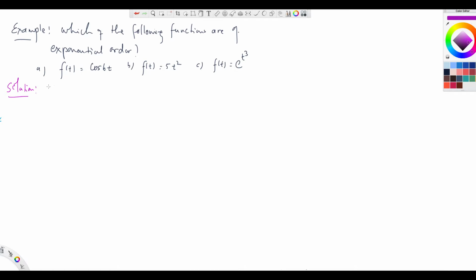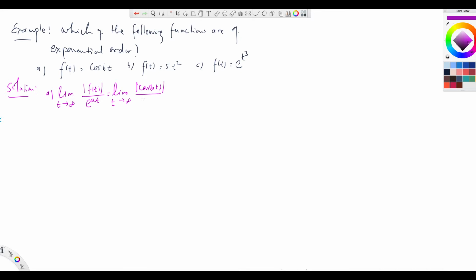For the first one, as suggested in the previous slide, what we do is take the limit as t tends to infinity of the absolute value of f(t) over e to the at. So what do you get? The limit as t tends to infinity of the absolute value of cosine of bt.